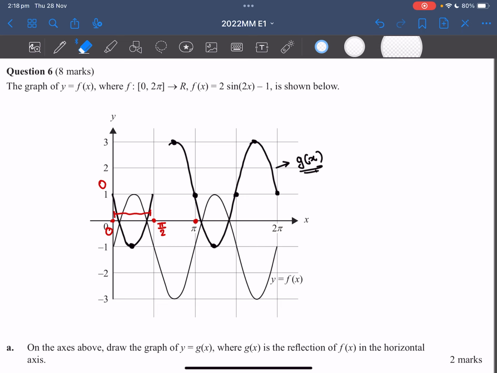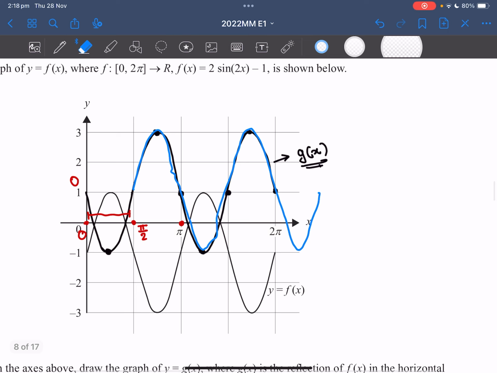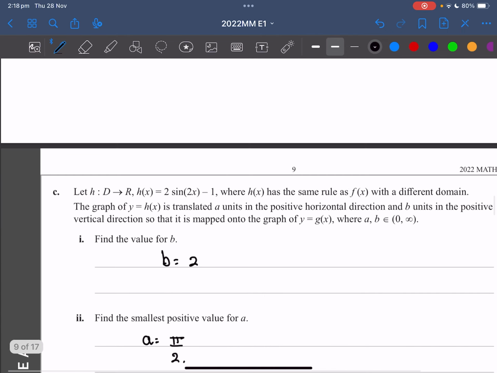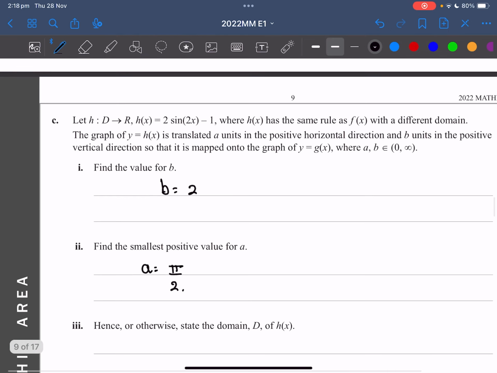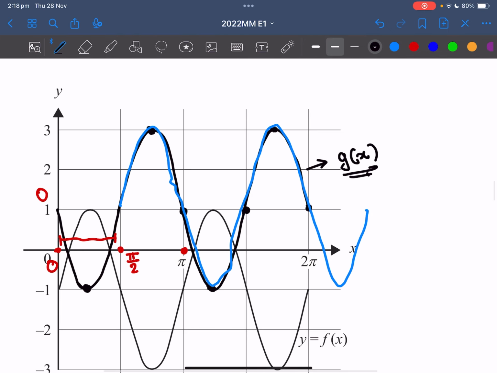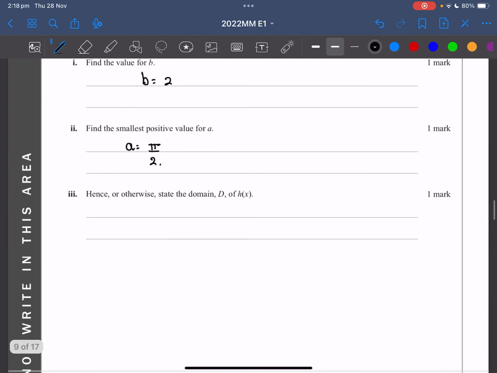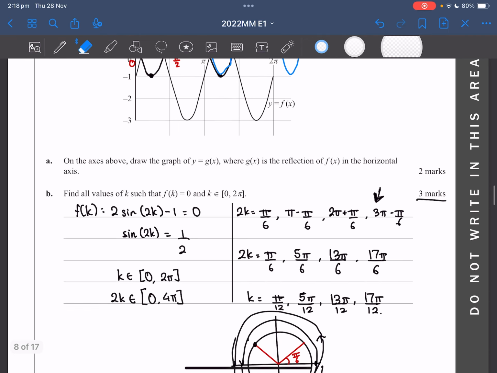This is where a lot of students actually went wrong in the exam. I'll tell you why. Because we had to change the domain of h, which is the same as f. Now most of the students wrote the domain would be from pi on 2 to 5 pi on 2. That is not right, because I'll show you why.